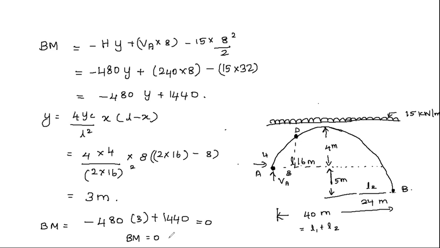So we have completed the sum. That is, they have asked to find out the horizontal thrust and bending moment at a point 8 meter from the left support. We have found the value of horizontal thrust as 480 kilonewton, and the bending moment about the point that is 8 meter from the left support is 0.